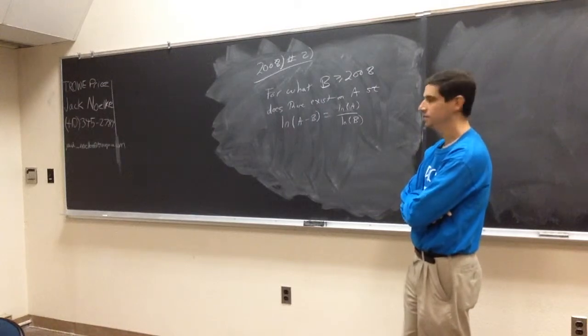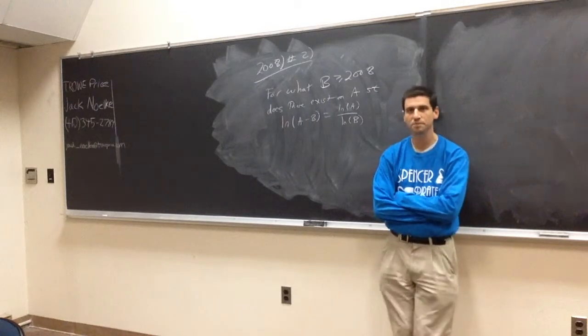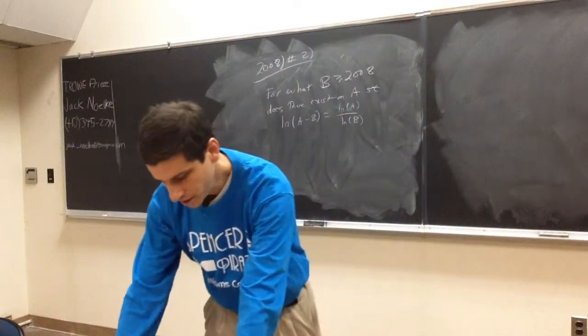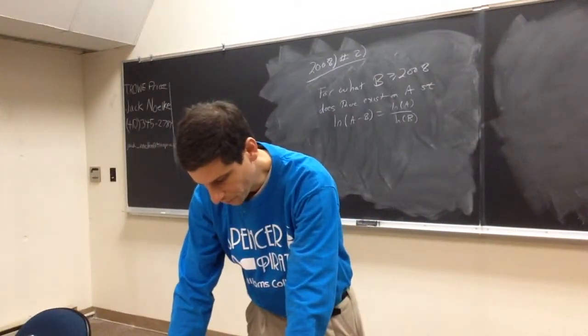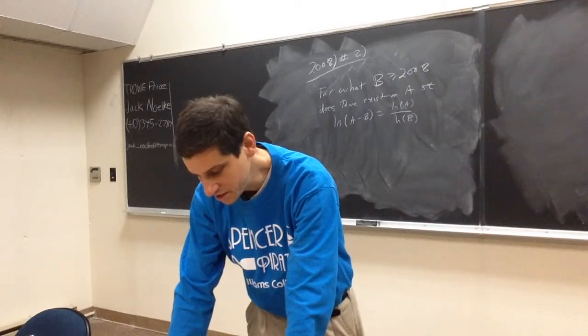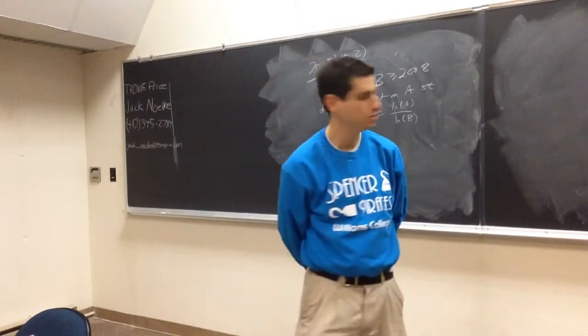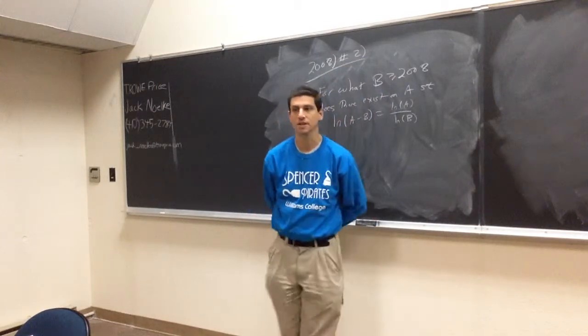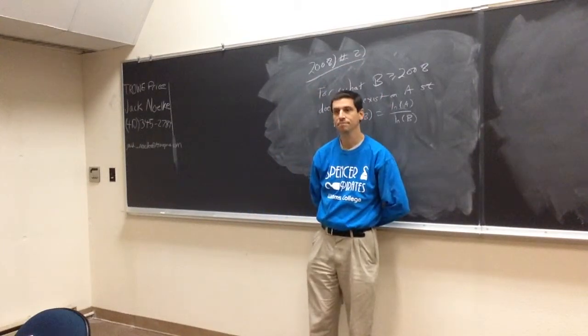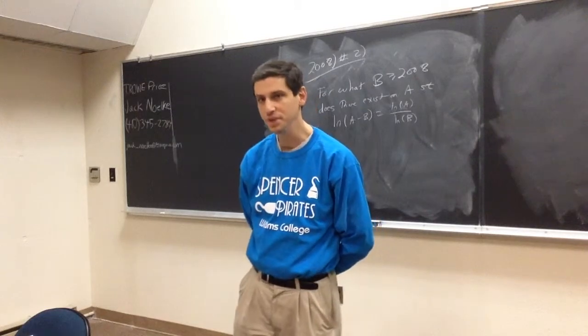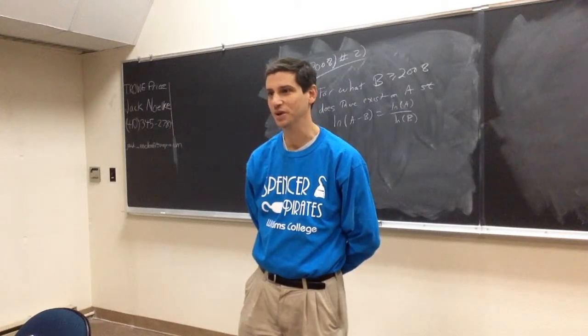Find which b, yes? So the problem says, for which b does there exist an a such that the log of a minus b equals the log of a over the log of b? It's not finding the lowest b. It says for which b. Your answer should be the following.